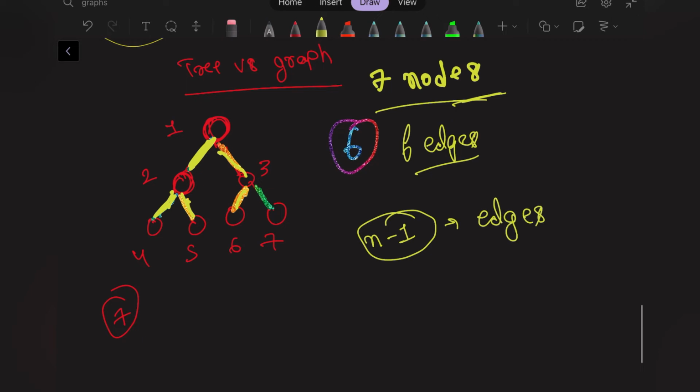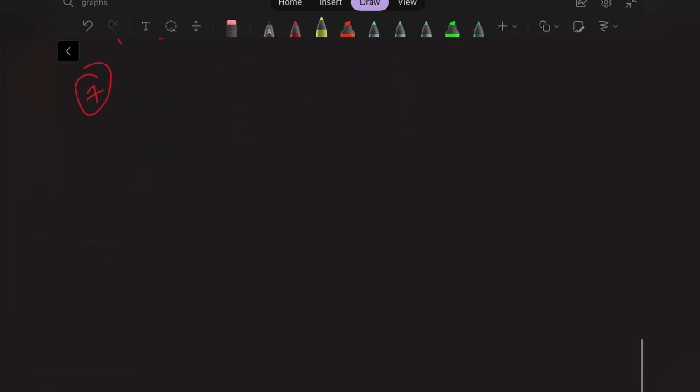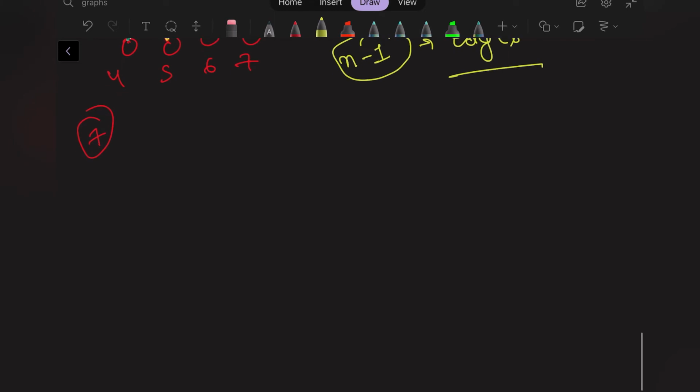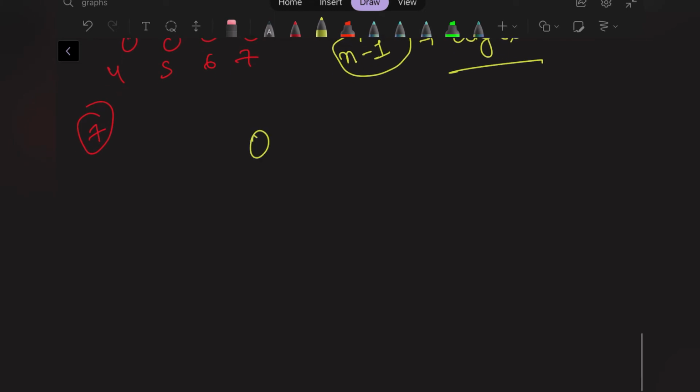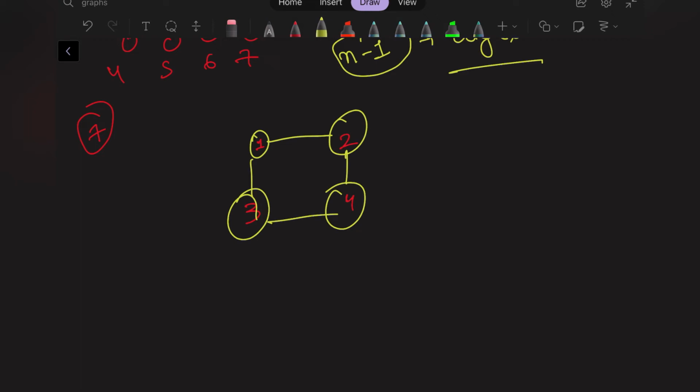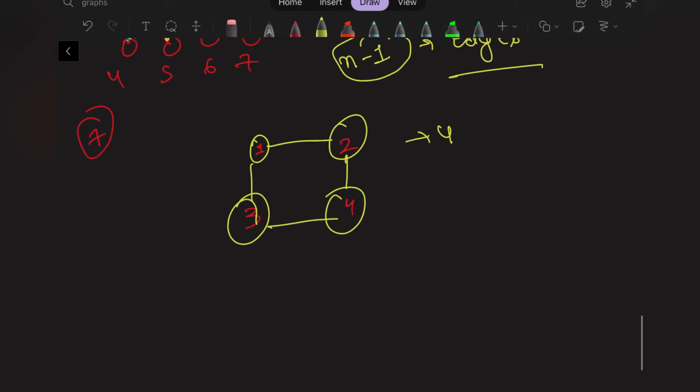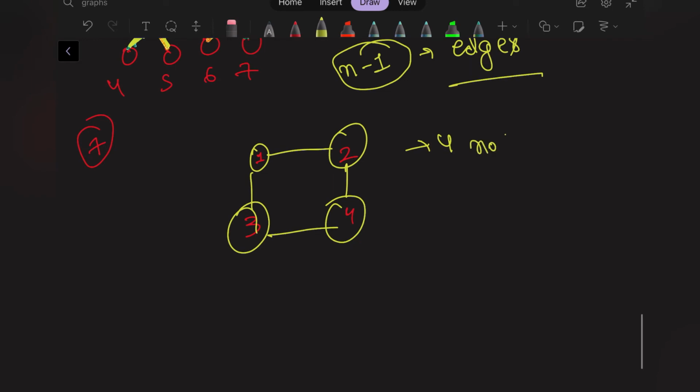But in a graph, this may or may not happen. Suppose we have a graph consisting of 1, 2, 3, 4, and suppose there are edges there. How many edges are there? There are four nodes and four edges, because this graph contains a cycle, that's why there are four edges.